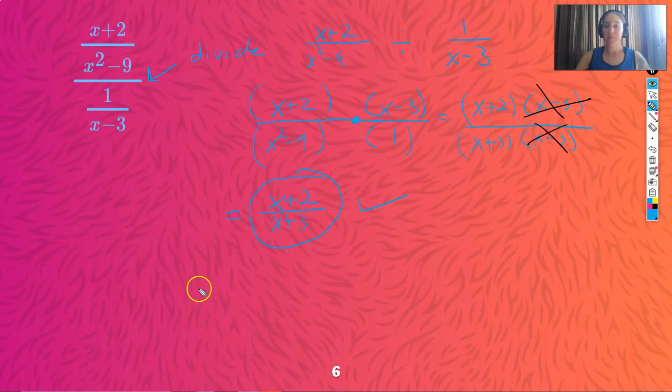So we're done here. So again, dividing is the same thing as multiplying by its reciprocal. Slam the whole thing together, and then factor it, simplify it, and done.